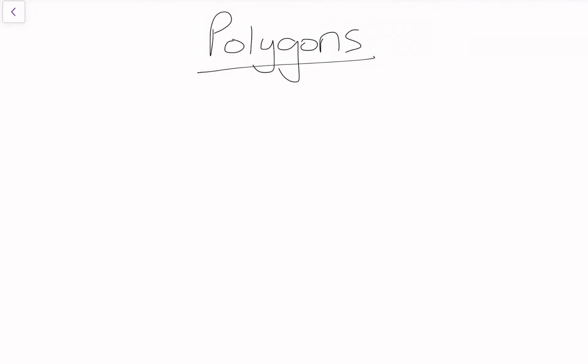So this is just going to be a quick overview of polygons. Firstly, a polygon is a flat 2D shape which has three or more straight sides. From junior school you should be familiar with the names of different polygons. So 3 sides a triangle, 4 sides a quadrilateral, right up to 8 sides an octagon, etc.